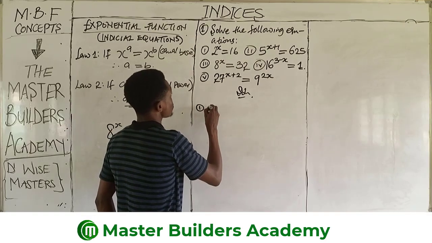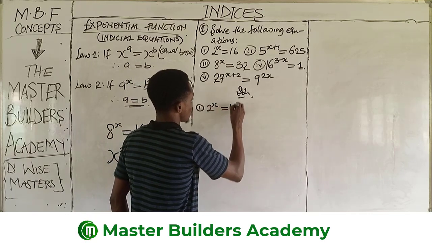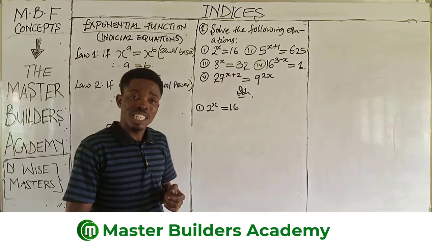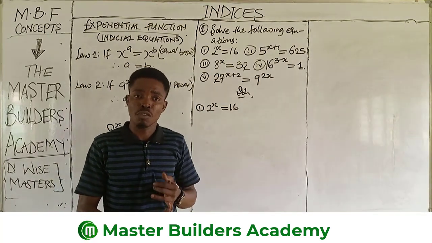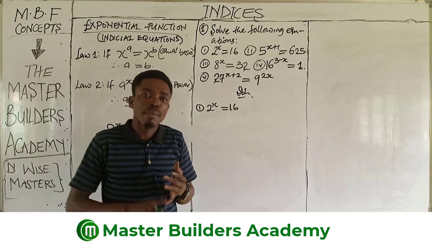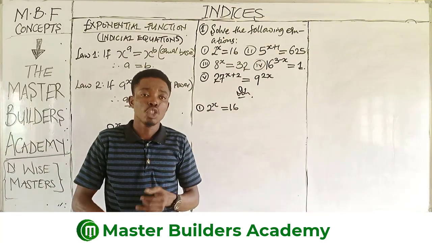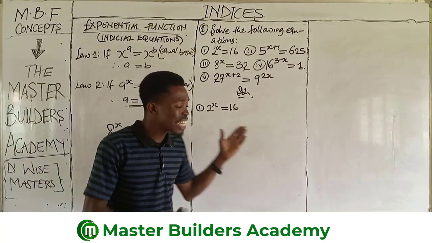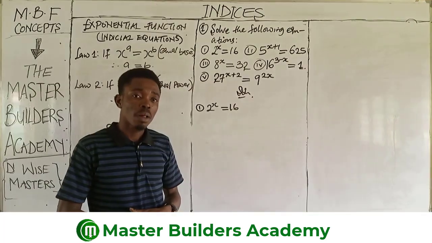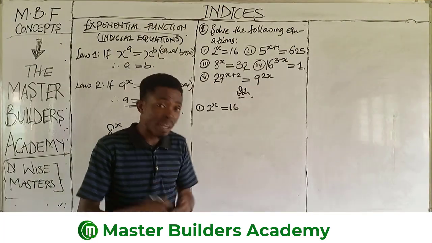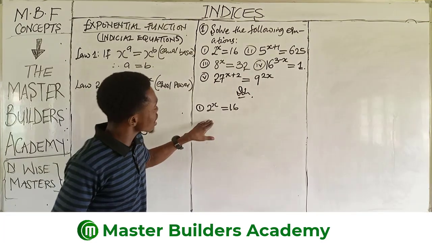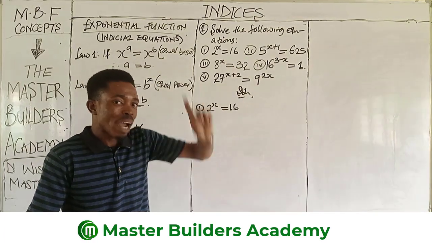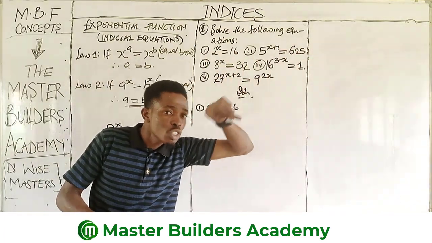I have number 1, 2^x is equal to 16. Now, when you look at this question, the first thing you must do is to watch out the position of the unknown. Now, the position of the unknown is at the power. Anytime the unknown occupies the power, you make the base equal. You find a way to ensure that the bases at both ends are equal. And anytime you have the base to be the unknown, you make the powers equal. But in this case, the base is integral, while the unknown is at the power.